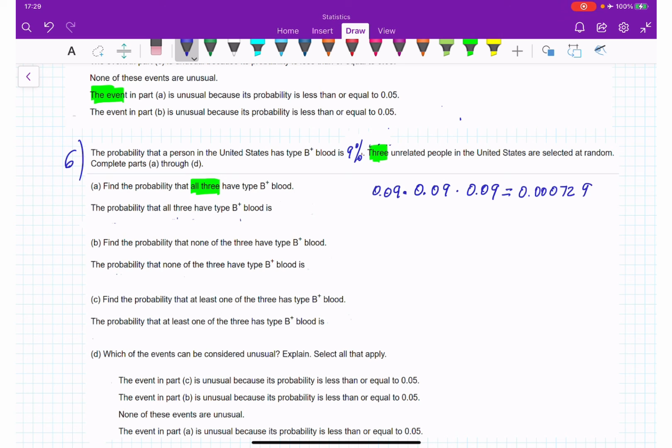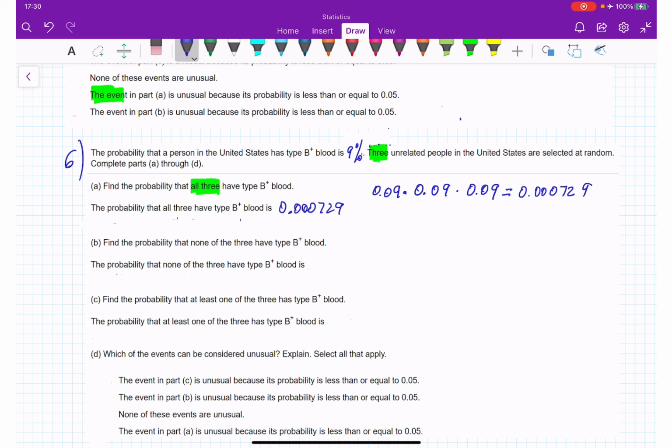1, 2, 3, 4, 5, 6, it's going to be 0.000729. One thing I forgot to tell you earlier: when you are solving problems in statistics, you do not round, because see how a 6-digit decimal can affect the result. So do not round it until the final answer. Okay?